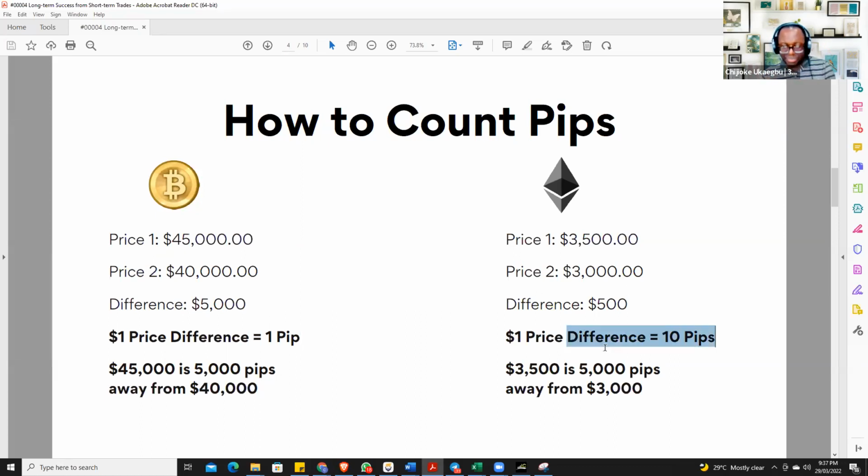Remember, you need to accept this line as truth for anything else that we are going to do to make sense. I know you are wondering, why is $1 1 pip for Bitcoin and $1 10 pips for Ethereum? Just accept it that way today. Accept it, we move on, and then eventually understanding will sink in.